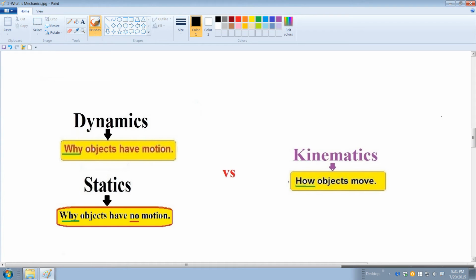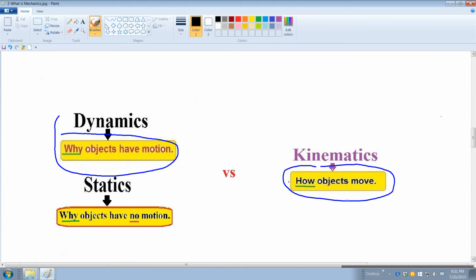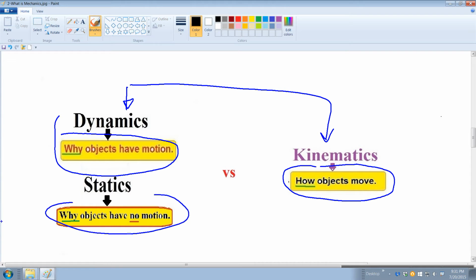So sometimes you'll see that dynamics is why objects have motion, and kinematics is how objects move. Now when I saw that initially, it made really no sense to me at all. It's just so ambiguous or nebulous. And so what I'd like to do is give you a concrete example of a dynamic problem versus a kinematic problem, and then I'm also going to show you a static problem, because the static problem is really why objects have no motion versus dynamics, which is why objects have motion.